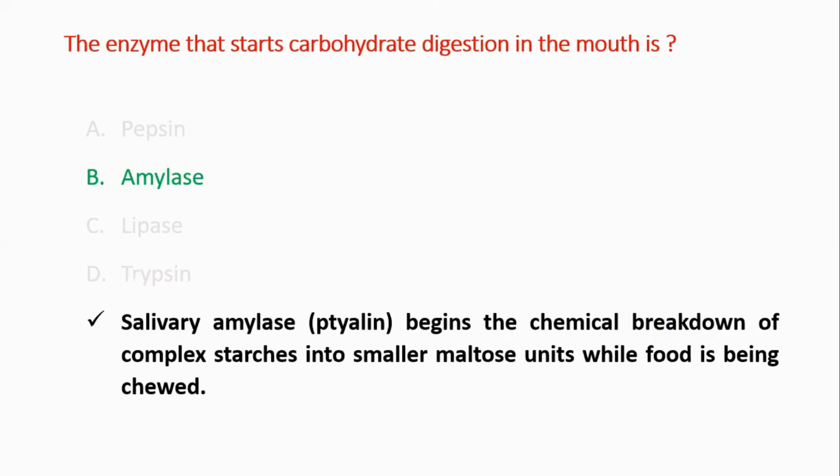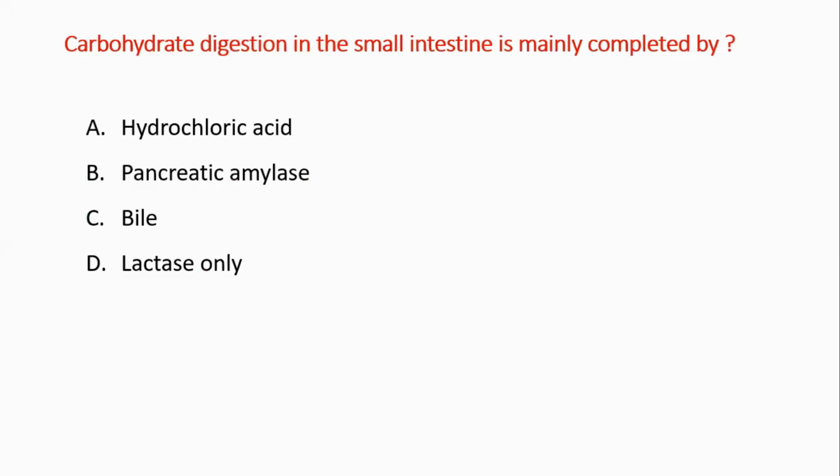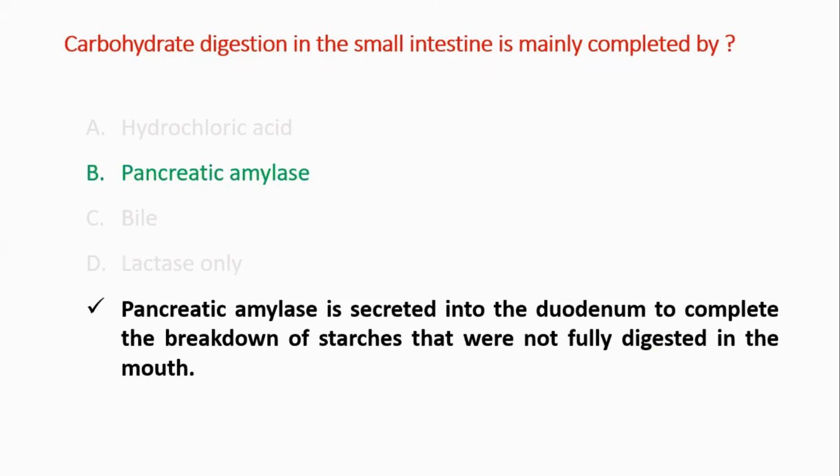Amylase begins the chemical breakdown of complex starches into smaller maltose units while food is being chewed. Next question: carbohydrate digestion in the small intestine is mainly completed by which of the following? The options are hydrochloric acid, pancreatic amylase, bile, and lactase only. So you have four options. I hope you are guessing it now. The right answer is pancreatic amylase. So pancreatic amylase completes the digestion in the small intestine.